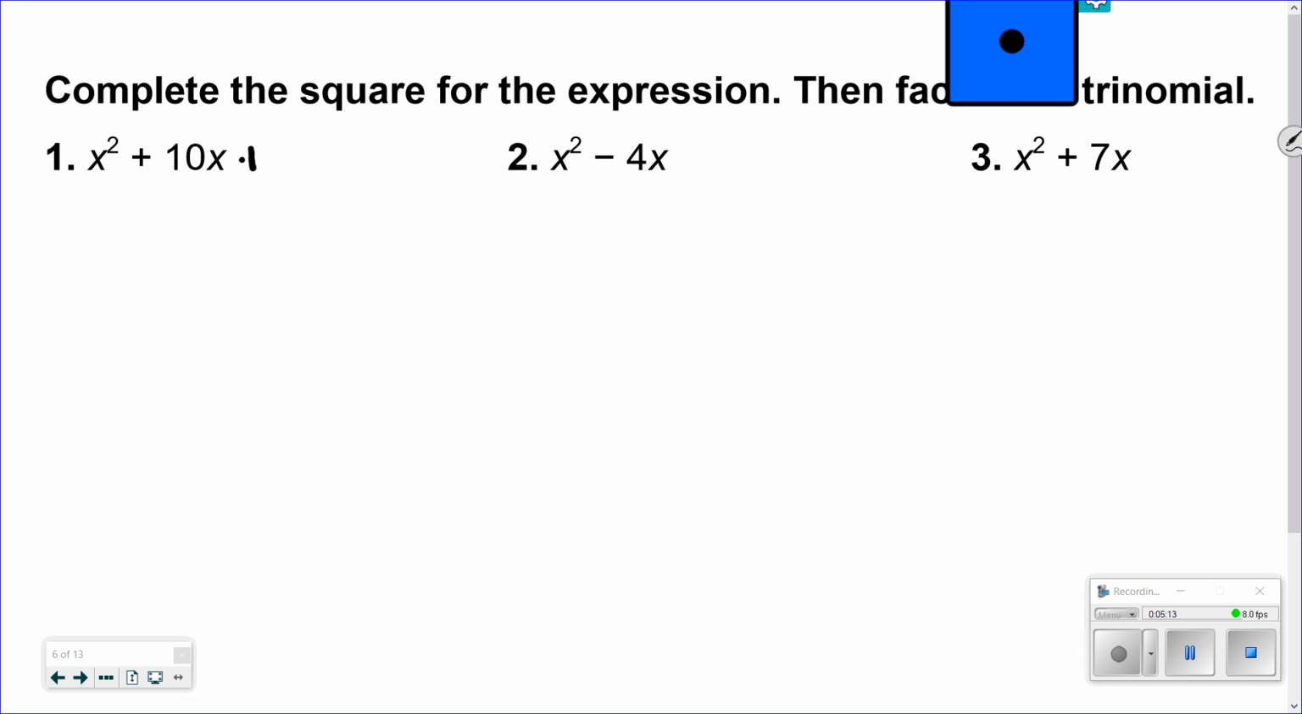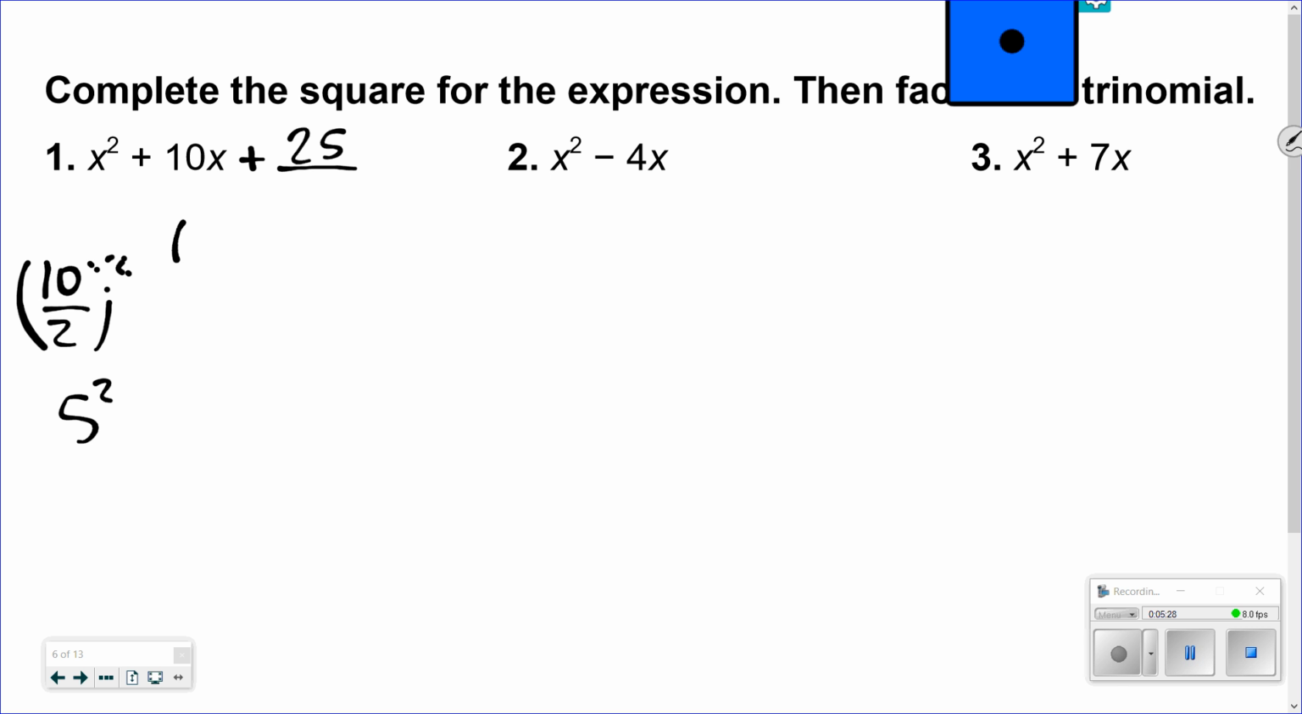So I got to figure out first what number I have to add to complete the square. So I take the middle number, divide it by 2, and square it. Well, 10 divided by 2 is 5. 5 squared is 25. So I have to add 25 there to make it a perfect square.